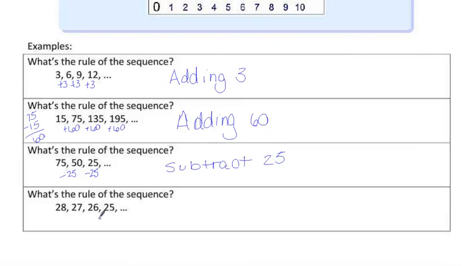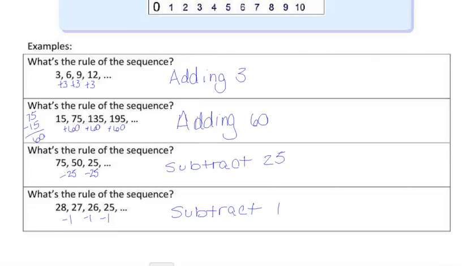And then for the last one, it says, what is the rule? The numbers are still getting smaller, so I could either subtract, which would make numbers smaller, or divide. And in this, let's try subtraction first. Well, 28 minus 1 would be 27, and 27 minus 1 would be 26, and 26 minus 1 would be 25. So the rule is subtract 1.